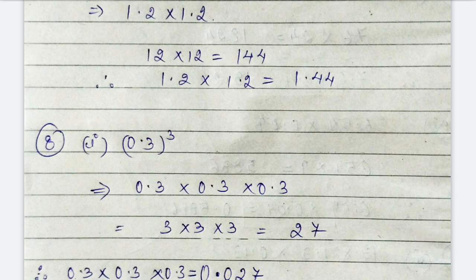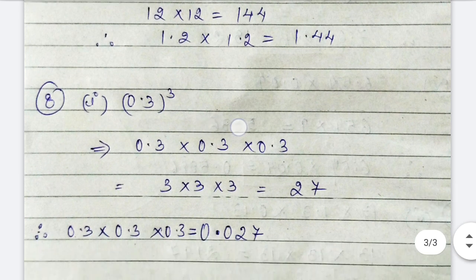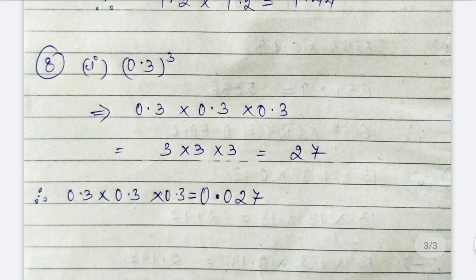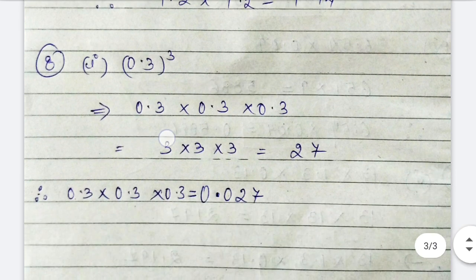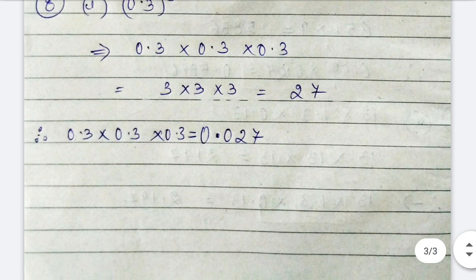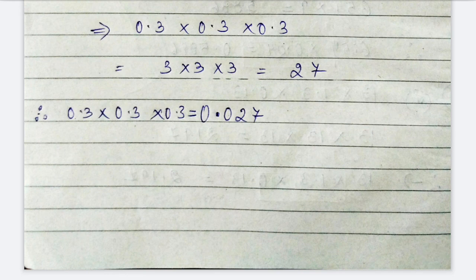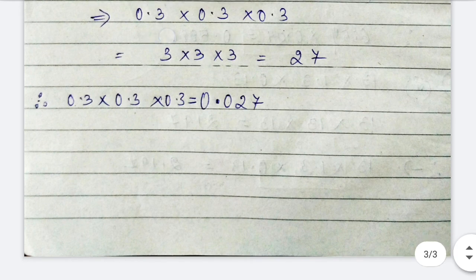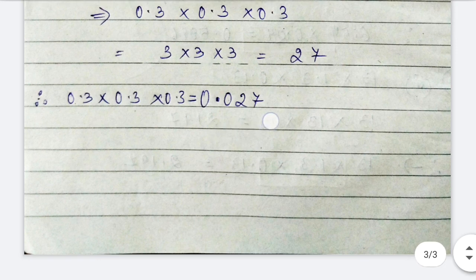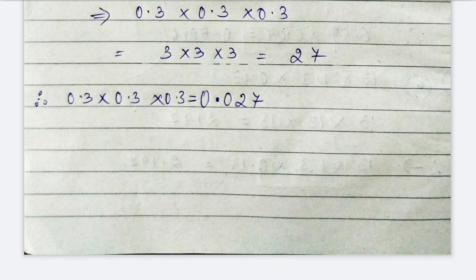Next, question number 8. 0.3 cube. 0.3 cube means 0.3 is multiplied 3 times. 0.3 into 0.3 into 0.3. Your answer is 27. Where you have to apply the decimal 1, 2 and 3. 3 place values left. Means you have to append 0 before 2 and your answer is 0.027. Clear?